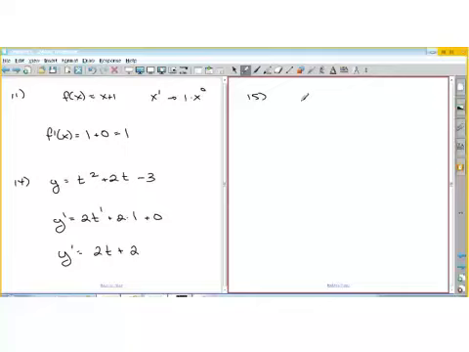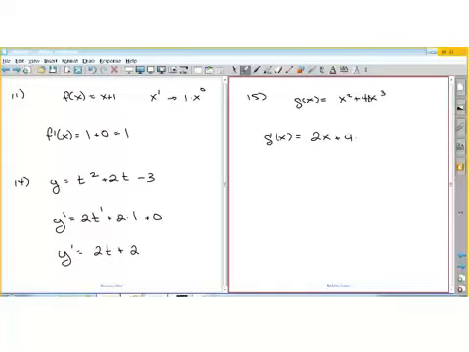Okay, next is 15. g of x is x squared plus 4x cubed. Again, we have a sum of two terms. Take the derivative of a sum, it's just the sum of the derivatives. So we can say that g prime of x is equal to the derivative of x squared, which we just did. It's 2x. 2 comes down.